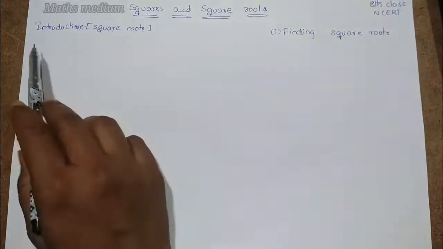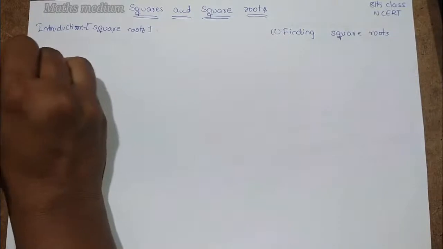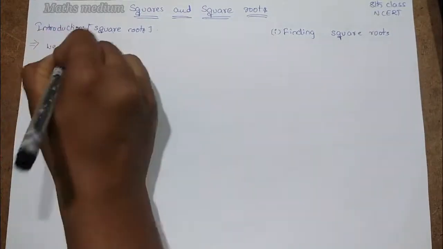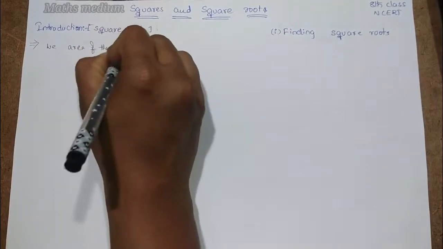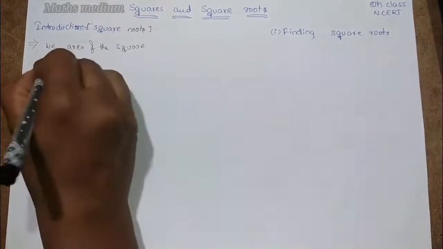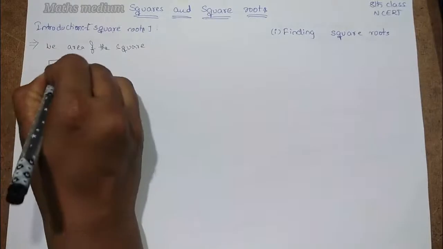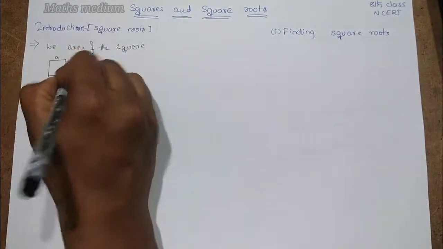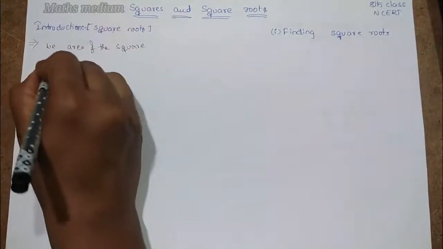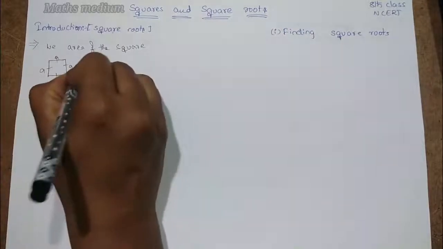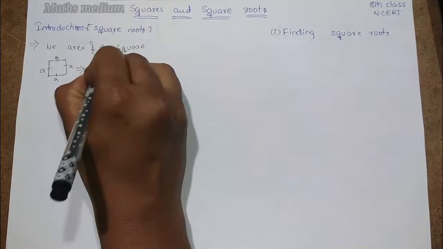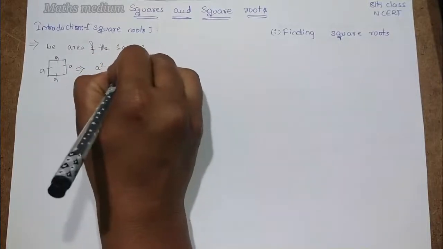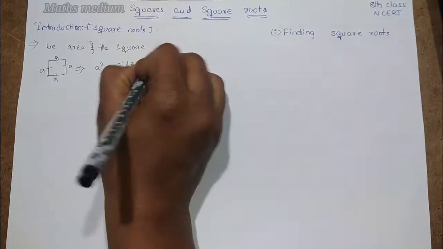So let's start the introduction of the square roots. Now we know the area of a square: if you take a square with side A, all sides of a square are equal in length. So how would the area of a square be? We are going to find a square, that is, side by side, right?